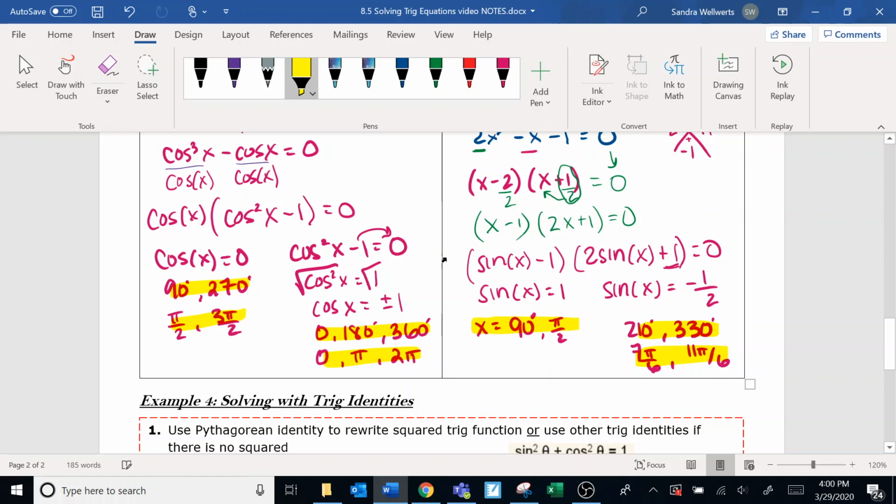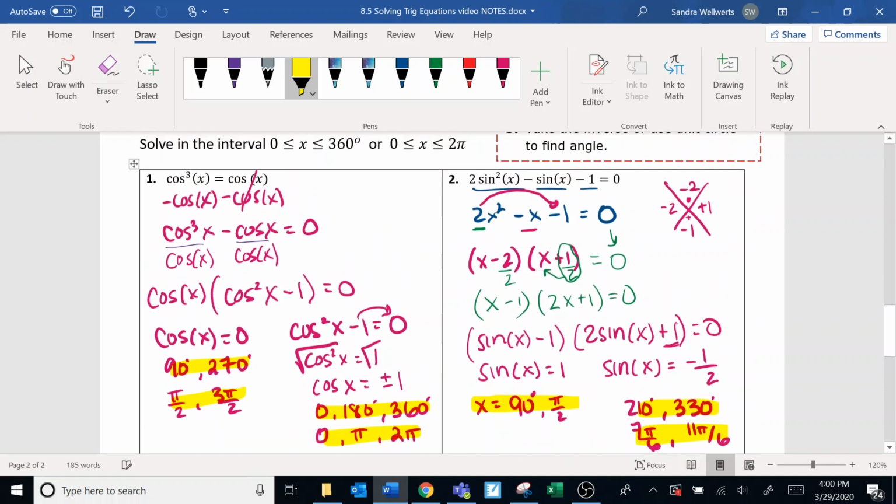So factoring just requires a lot of prior knowledge of factoring a GCF and a trinomial. So just take some time to refresh your memory and you'll be fine.